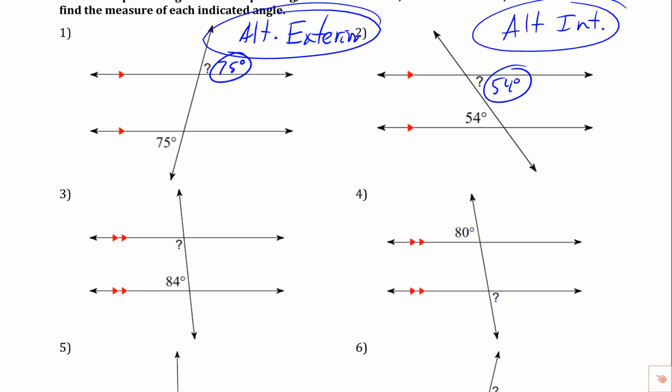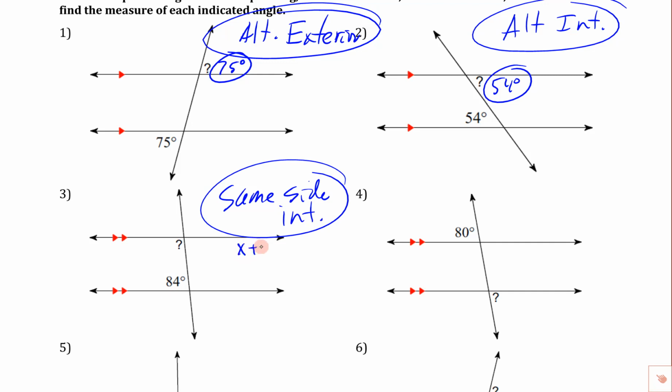We're going to do one more and then I'll turn you loose. Take a look at these guys right here. They are on the same side of the transversal and they're on the inside. So these are same side interior. So what do we know about those? We know that those have to be supplementary. So x plus 84 has to equal 180. If you wanted to just do a quick subtraction problem and get x equals 96, totally okay. I'm going to put 96 degrees right there and circle that, and we're all set to go.